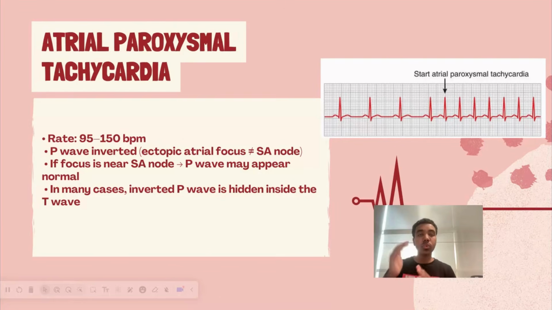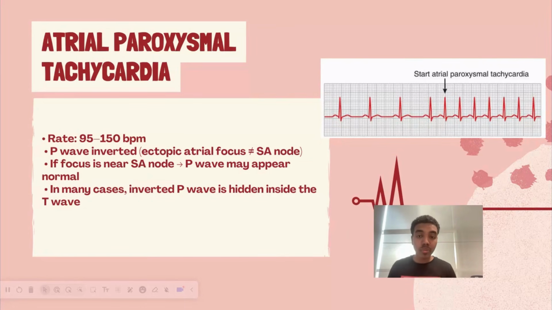Normally the SA node would go from top to bottom. If you remember the vectors, it goes from negative to positive, so the P wave is positive. However, here, the pacemaker is not the SA node, and it goes in the opposite direction. It would go from positive to negative. And that's why it gives an inverted P wave.